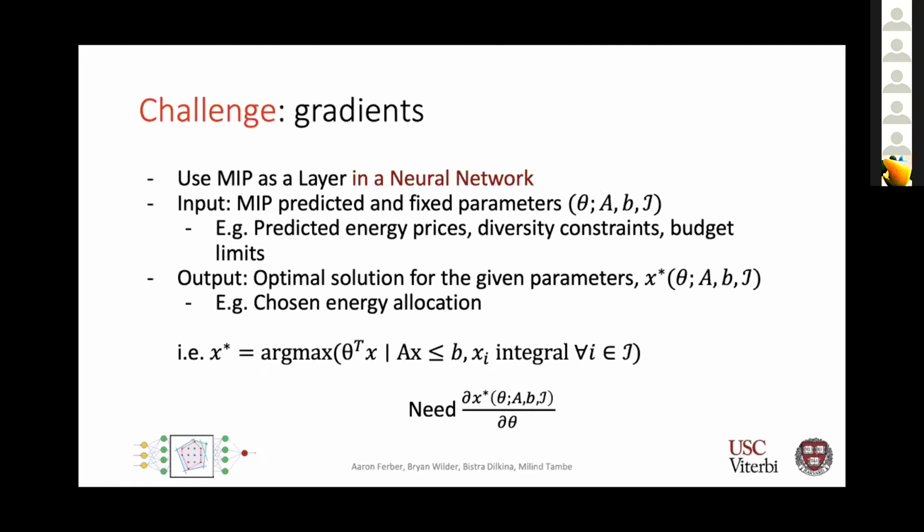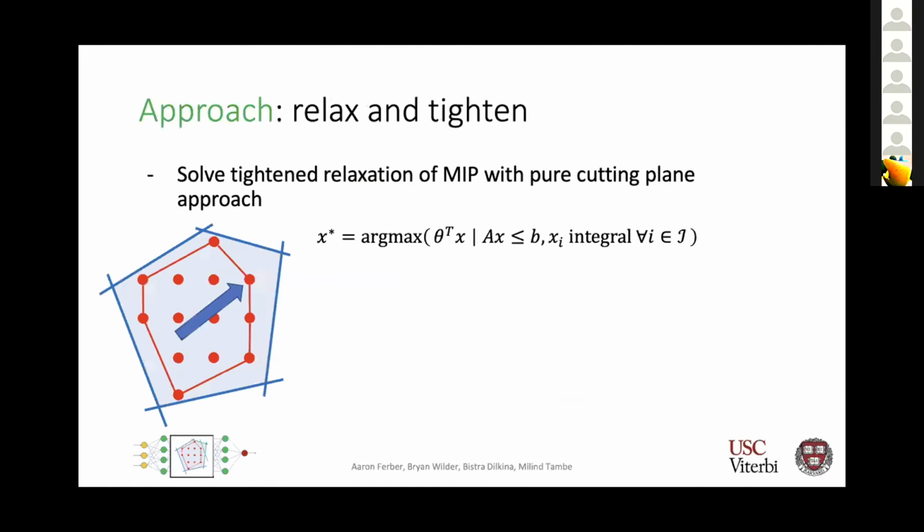So now, of course, back to the challenging part. We need to differentiate through this layer in order to use it for backpropagation. We need these tricky gradients. And so our proposed approach is to solve a tightened continuous relaxation of the MIP with a pure cutting plane approach to preserve the integer solutions and to avoid breaking the solution space into multiple components.